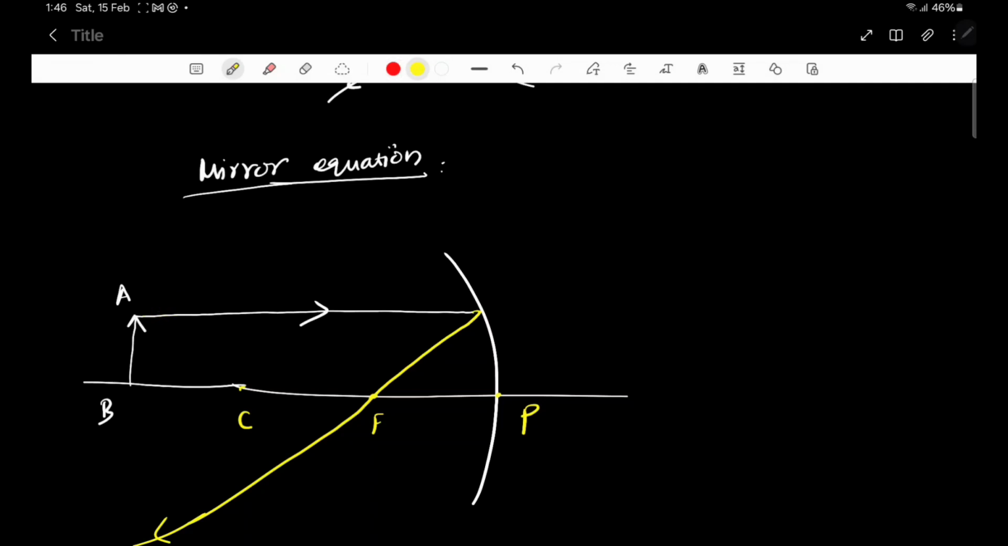We can apply rule 4 now. If you apply rule 4, this is the incident ray. This incident ray is making some angle. Let me call this angle theta to the principal axis. After getting reflected, the reflected ray is also going to make the same theta. So, these two reflected rays are meeting at this location. That is where the final image will be formed. Now, consider these triangles.